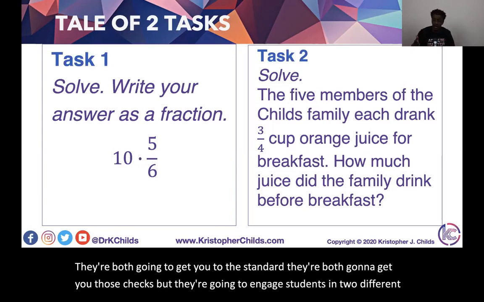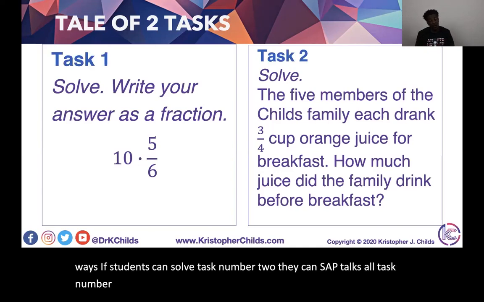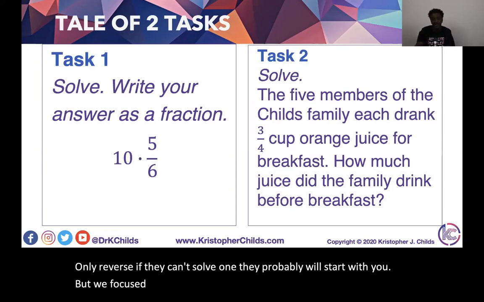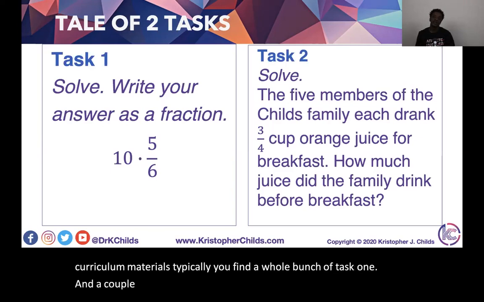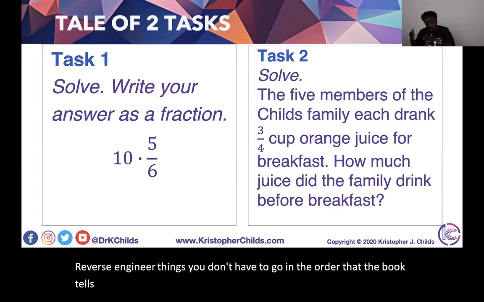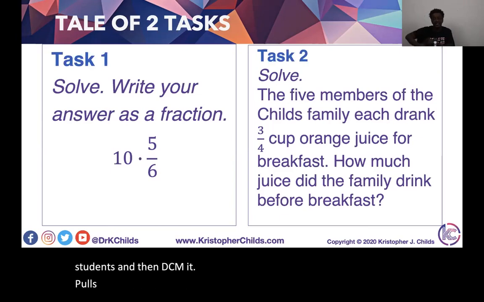If students can solve task number 2, they can solve task number 1. On the reverse, if they can't solve 1, they're probably going to struggle with 2. But we focus on 2 and go into a depth of understanding. In your curriculum materials, typically you find a whole bunch of task 1 and a couple of task 2. Reverse engineer that. You don't have to go in the order that the book tells you. You can start off with those word problems and go in depth with your students. And then DCM it. Pose that rich task, make sure they understand what's happening.